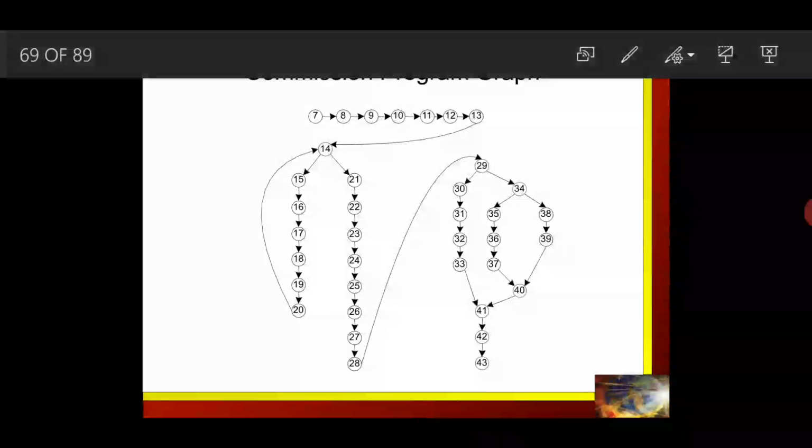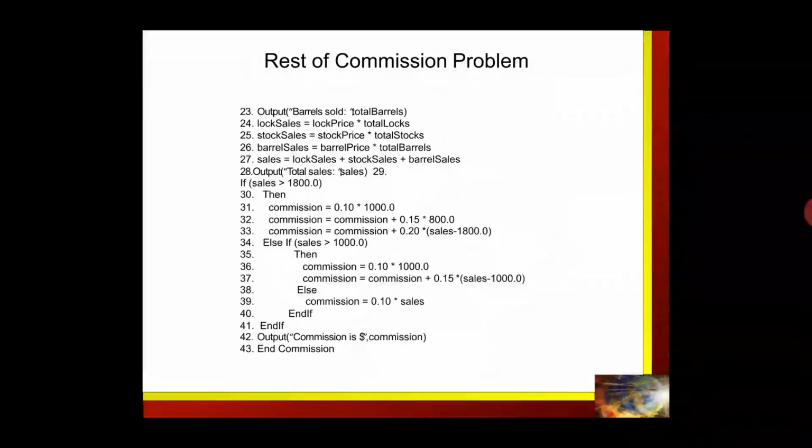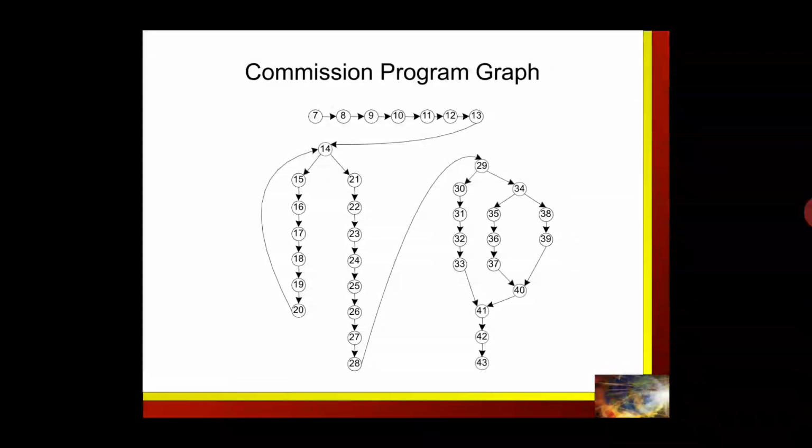Totally 43 statements are there, so 43 lines. Each of the 43 statements is considered as a node. If you want to write the program graph for this one, just write this.